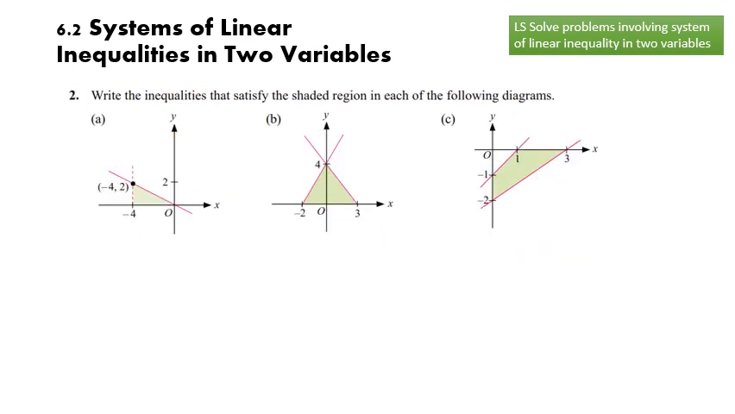Alright, so for next, the question asks us to write the inequalities that satisfy the shaded region. I'll demonstrate only one example from here, which is B. Right. So firstly, we need to identify where are our lines. So this is our first line. This is our second line, which is the region bounded by the three lines. And this is our third. As we can see, the third one we don't need to find.